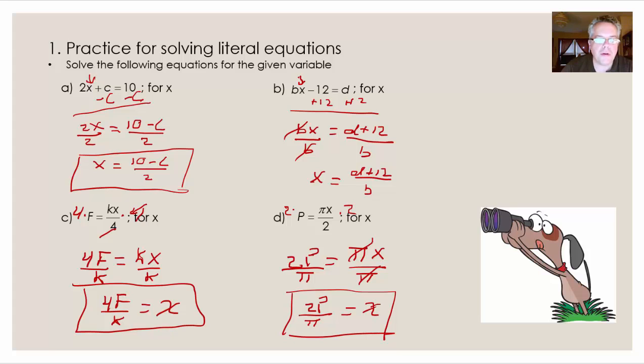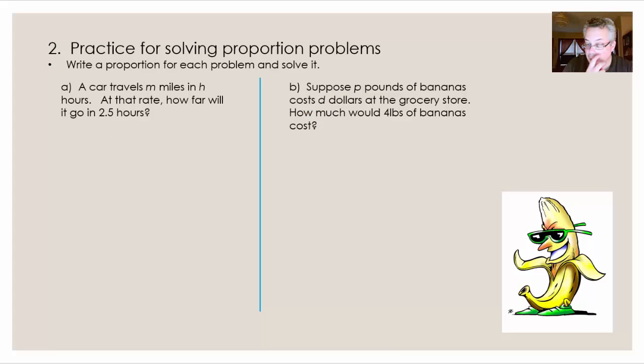All right, the next type of problem I want to look at, we did very quickly in class, so I want to look at 2 more examples. These are problems where we're going to use proportions to write an expression. So problem A says a car travels m miles in h hours. That's kind of vague. I don't know m or h. At that rate, how far will it go in 2.5 hours?